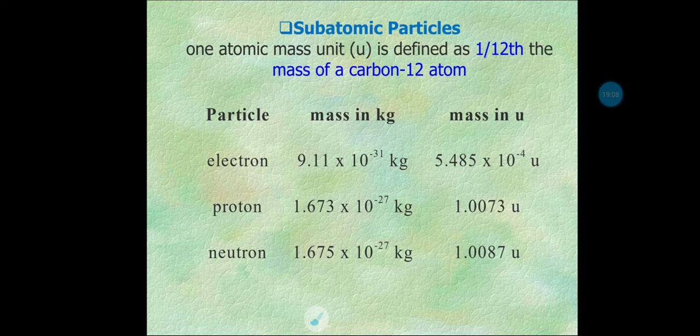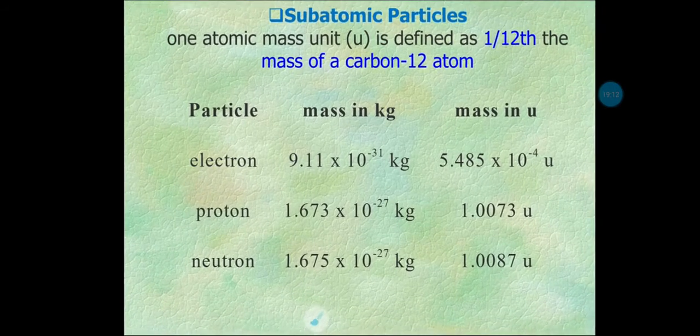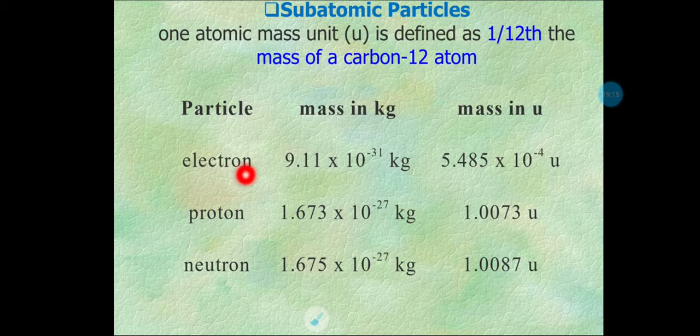So these are the subatomic particles. What are the subatomic particles? Electron, proton, neutron. Those make up atoms. In atoms there will be these particles: the electron having mass 9.11 into 10 raised to minus 31 kg, the proton having mass 1.673 into 10 raised to minus 27 kg, and the neutron 1.675 into 10 raised to minus 27 kg. That means proton and neutron have nearly the same mass.